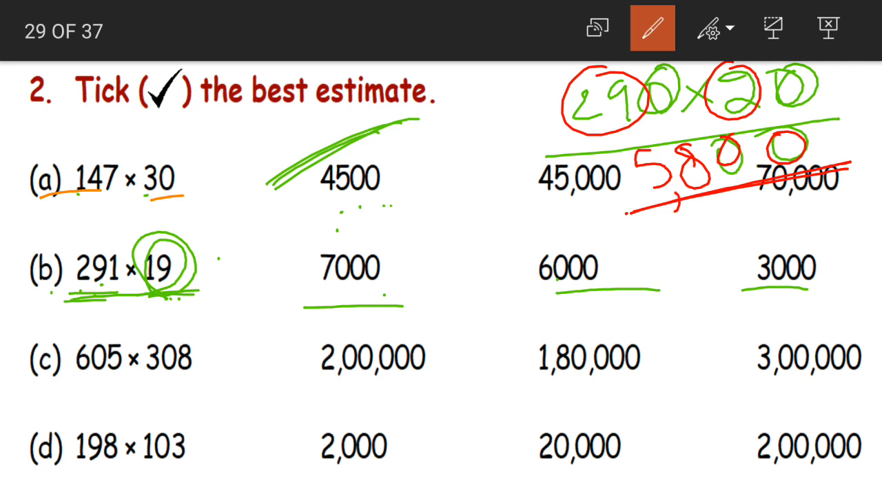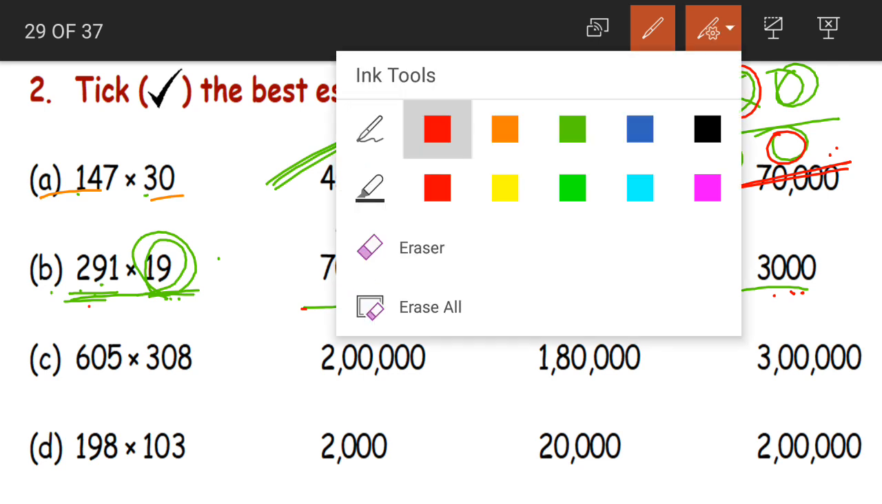29 twos are 58, and 5800 becomes our answer. Do we have 5800 here? No. That means we should not round it off to the nearest tens, but to the nearest hundreds.